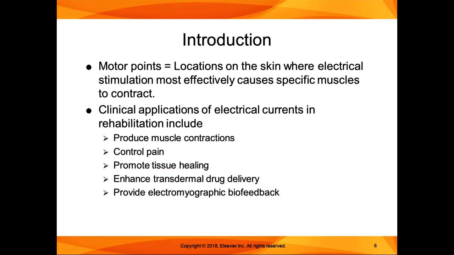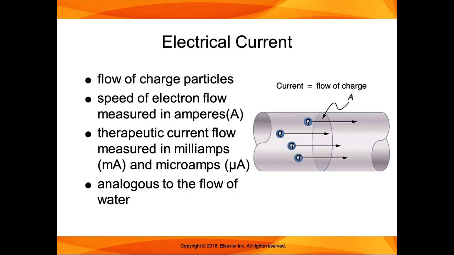The clinical applications of electrical currents in rehabilitation include producing muscle contractions, controlling pain, promoting tissue healing, transdermal drug delivery, and that's the iontophoresis application, and providing electromyographic biofeedback. So biofeedback, there's a separate chapter on that, and we will not be covering that in this class either, but it is a use for electrical stim.